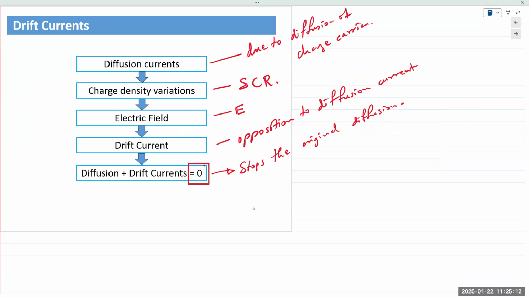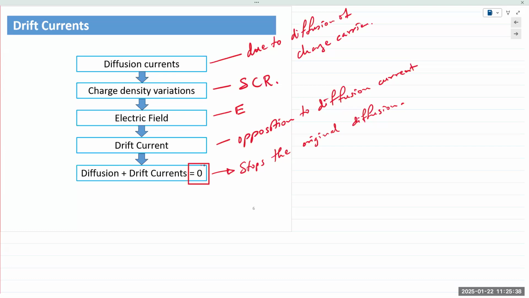And so it begins with a diffusion current because of the concentration gradient. The diffusion current is because of the diffusion of charge carriers. That causes charge density variations. That creates a space charge region because there's positive charges on one side, negative charges on the other side, which gives rise to an electric field. The electric field causes the other charge carriers to drift in response.